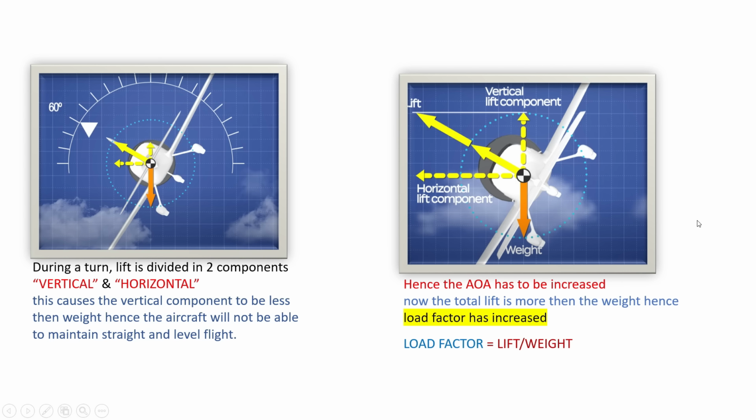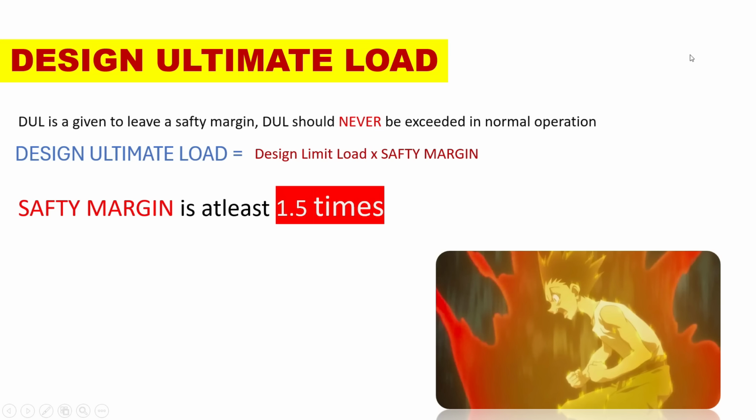We are almost done with the lecture. There are a few more things that I have to talk about. This is the second thing, design ultimate load. This is again very similar to design limit load. Design means again manufacturer, okay, designer. So it is again given by the designer or the manufacturer, and it is the ultimate load.